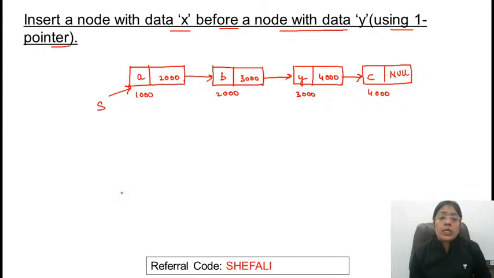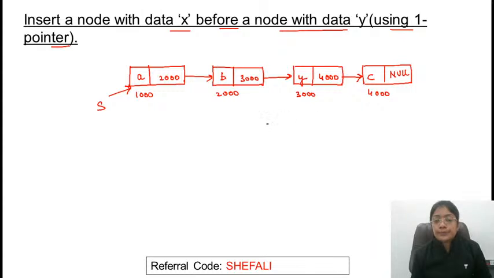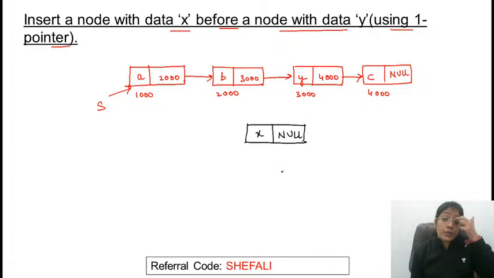So first of all, we need to create a node with data x and its address. Till this point, everything is the same. Just make a call to the get node function, and its address is stored in the new node. Let's assume that its address is 5000.